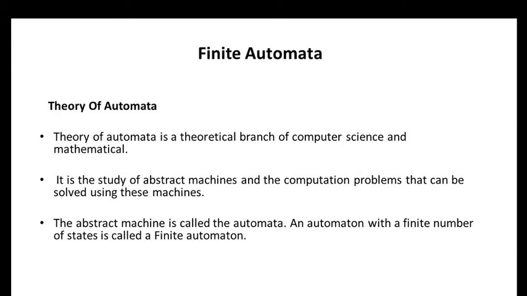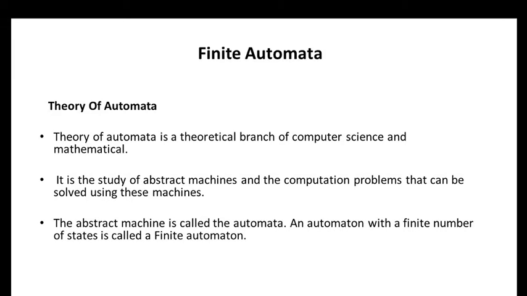Theory of automata is a theoretical branch of computer science and mathematics. It is a study of abstract machines and computational problems that can be solved using these machines. The abstract machine is called the automata. An automaton with a finite number of states is called a finite automaton.